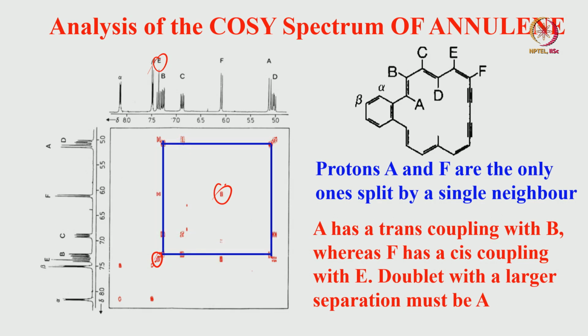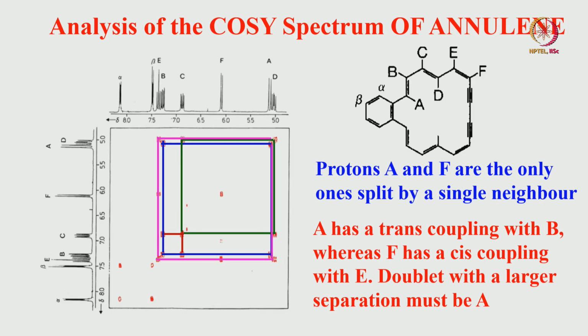A to B is coupling. Okay, I will remove the markings first. A is coupled to B and forms a square. From B it forms a square, that is C. Then C it goes to D. From D it comes to E. From E we are going to get F, and this is an aromatic group. Very easily we can assign all the peaks by using the COSY spectrum of aniline.